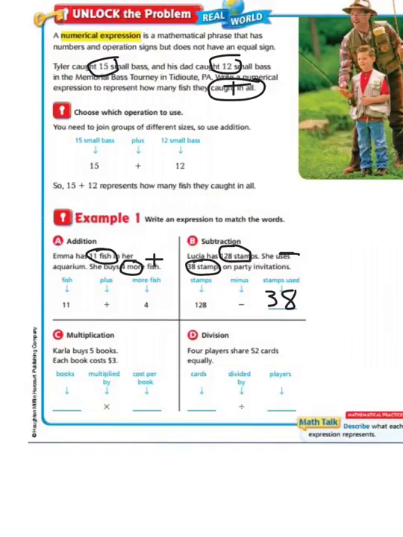Now we're going to take a look at multiplication in example C. Carla buys 5 books. Each book costs $3. Well, we know that she has 5 books that she bought. We know multiplication because it says each of those books costs $3. So we put our multiplication sign, and then the cost per book is $3.